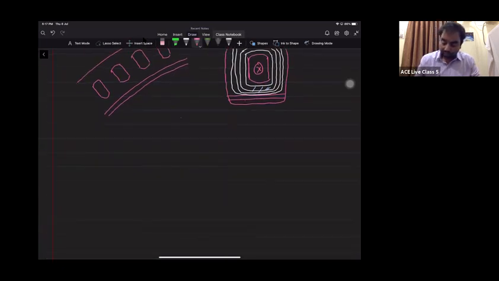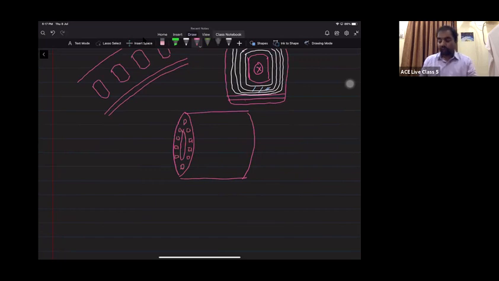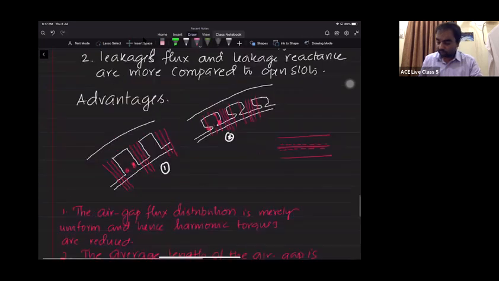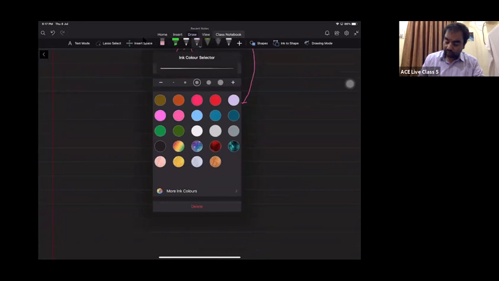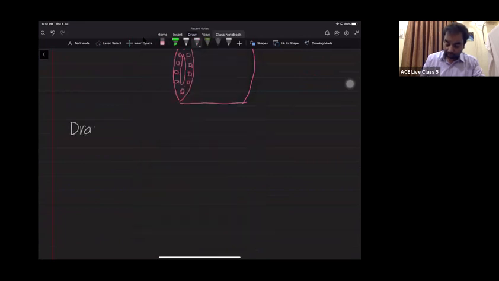So if I'm trying to draw the stator with this, if it is a stator core, I'm trying to draw the side view. This is the side view. So let us discuss the drawbacks first. Then after that, we can go for the advantages. What are the drawbacks? The first one is the winding procedure is complicated.